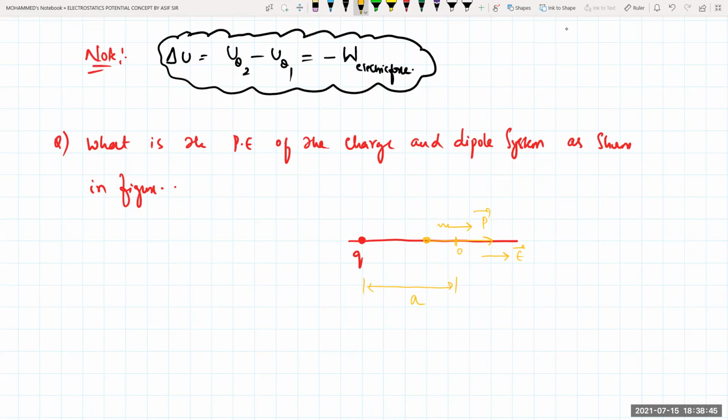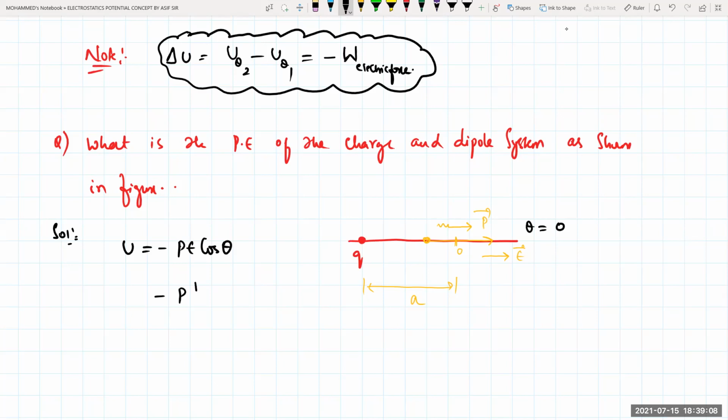Now what is the potential energy asking? What is the potential energy formula? U is equal to minus P E cos theta. Now tell me, what is the angle between the electric field and the dipole? Theta is equal to 0 degrees, because the electric field and the dipole are in the same direction. So it is minus P E.